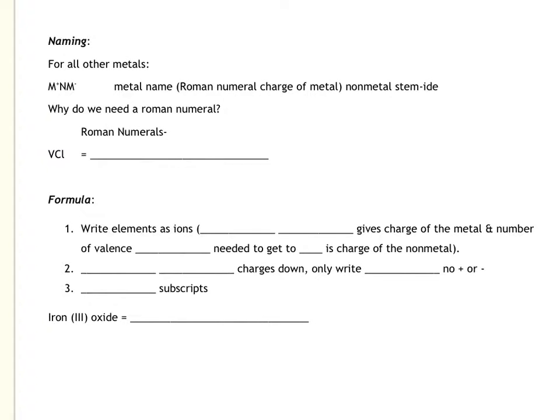that are not in groups 1, 2, and 3, their charge can vary. So because their charge can vary, I'm going to use a Roman numeral to tell me the charge of my metal. So we need to use a Roman numeral because our charges vary. Okay. And to do that, we use that Roman numeral in parentheses. So remember, my Roman numerals are 1, 2, 3, 4, 5, and so on. You need to at least know the first 5.